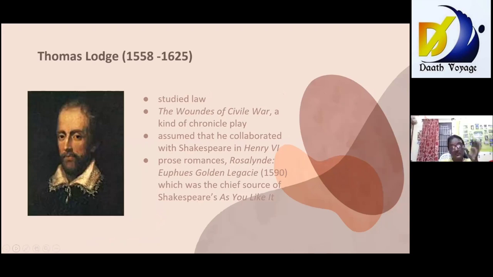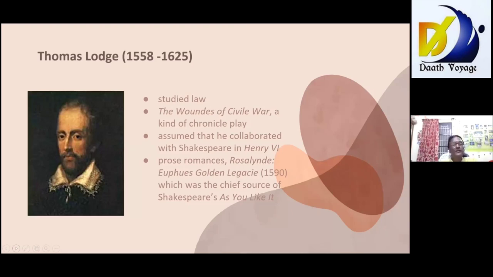And it is also assumed, we are not sure, that he collaborated with Shakespeare in writing Henry VI. Critics may not approve of it, but a group of critics say that this man had collaborated with Shakespeare also in writing Henry VI. And he had written prose romances like Rosalynde, Euphues' Golden Legacy, in 1590. And they say this prose romance has given the basis for Shakespeare's play As You Like It. This is the chief source of As You Like It. So he has influenced Shakespeare also. So romantic writing was introduced, and romanticism is also a Renaissance spirit.